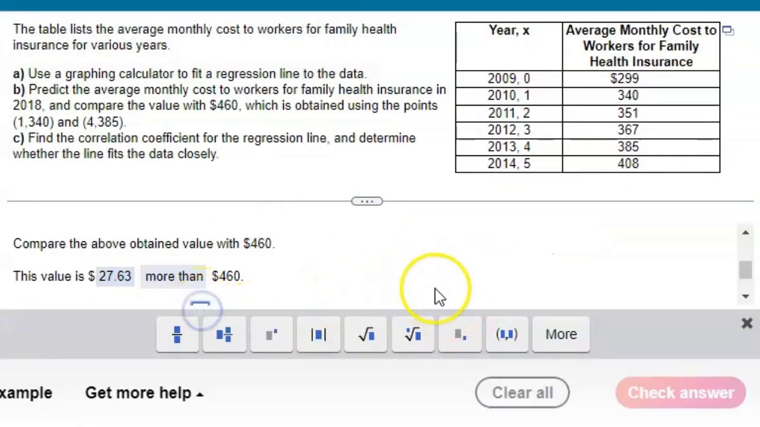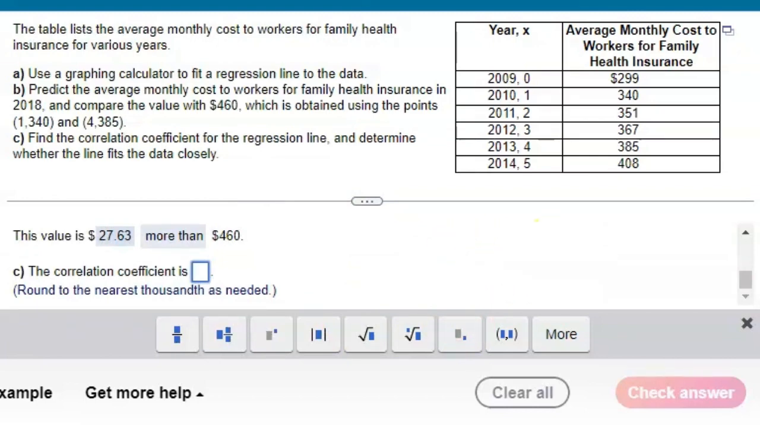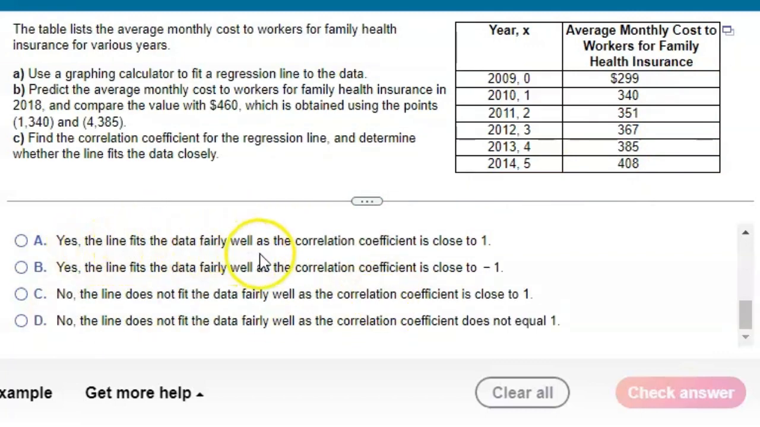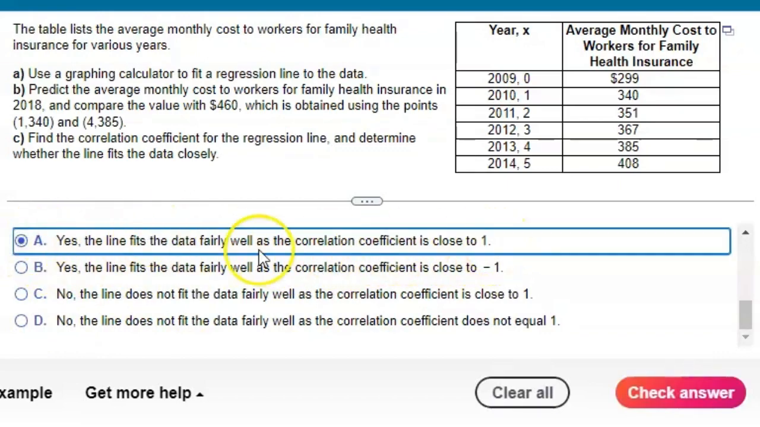Okay, and the correlation coefficient, that would be the R. What is the R? Well, we found the R to be 0.9829, but it says round to the nearest thousandth. So this should be 0.983. Check our answer. And finally, does the regression line fit the data closely? And it actually does. Notice that those data points all were pretty close to that straight line. And so what we can say is, yes, the line fits the data fairly well as the correlation coefficient is close to 1. Okay, so that's our answer. The correlation coefficient was 0.983. So since it's close to 1, it fits the data well.